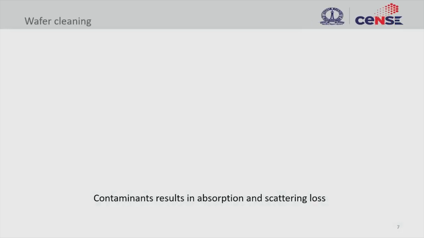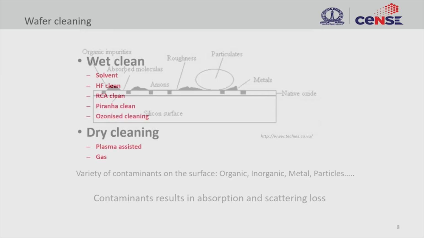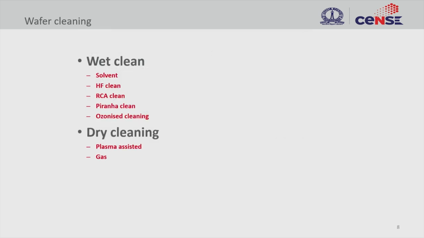Why is wafer cleaning important? In particular for photonic applications, the contaminants result in absorption. That means light absorption and scattering of light. So we need to make sure the wafer is clean. So that means clean from any particle contamination, metal contamination, or any ion contamination, including organic contaminants as well. So we want to remove all these contaminants from the surface in order to make sure that our starting substrate is clean. We can either do wet cleaning or dry cleaning.